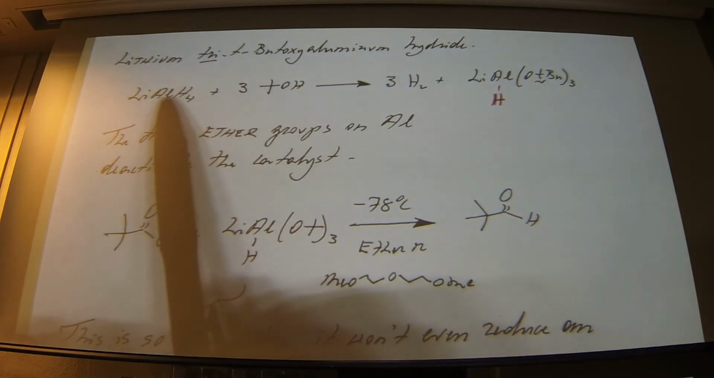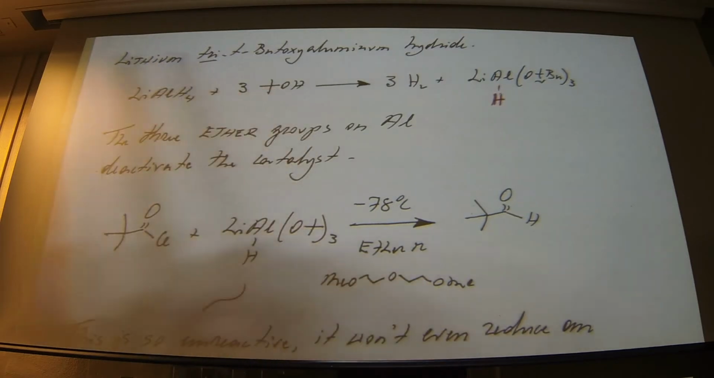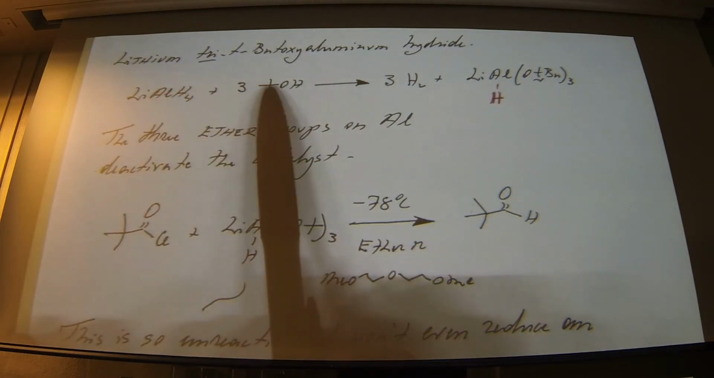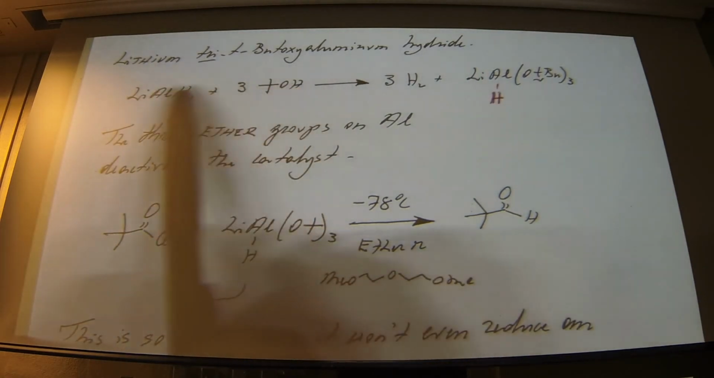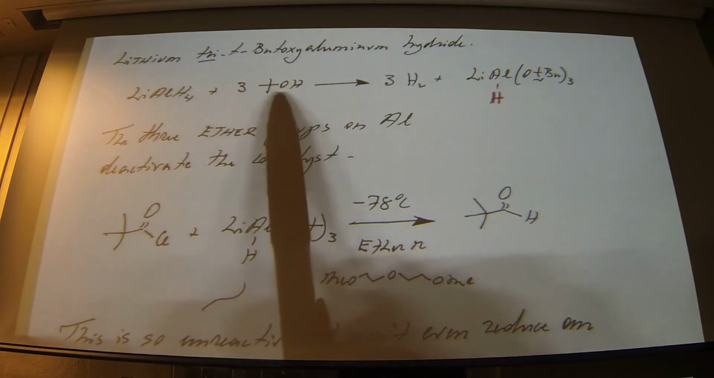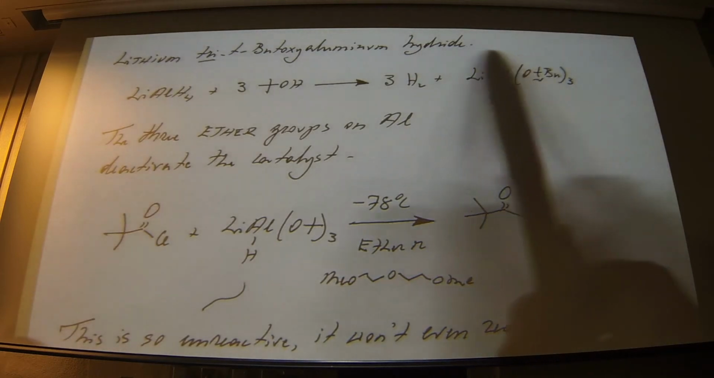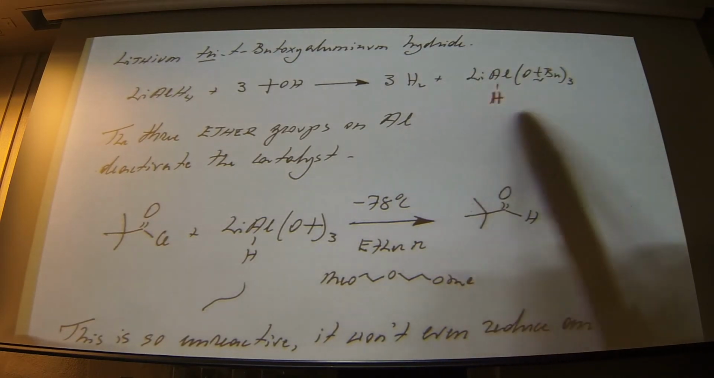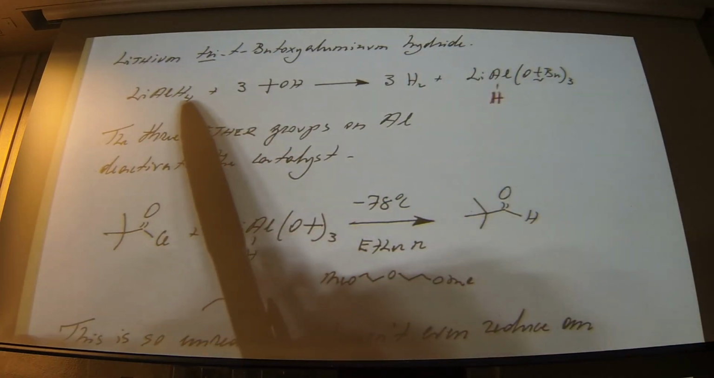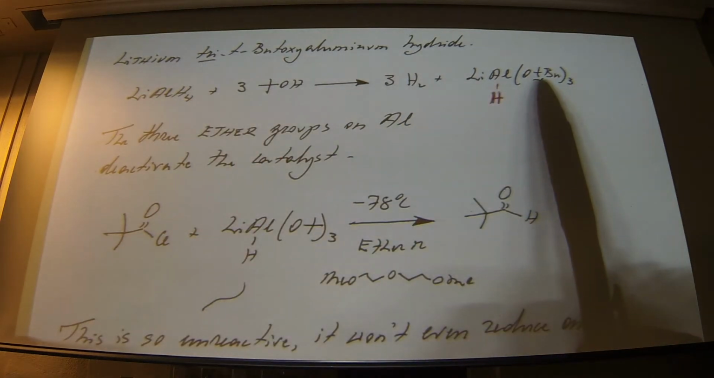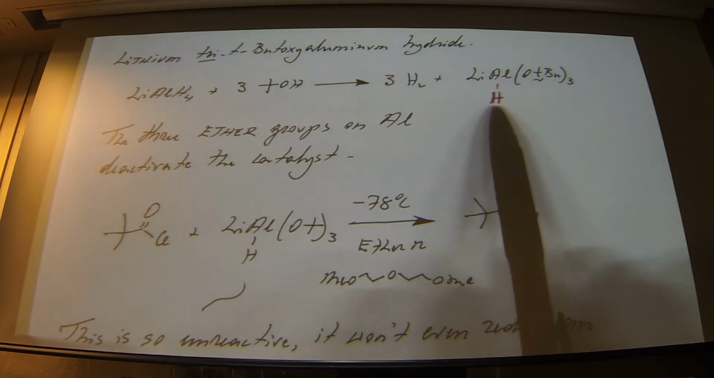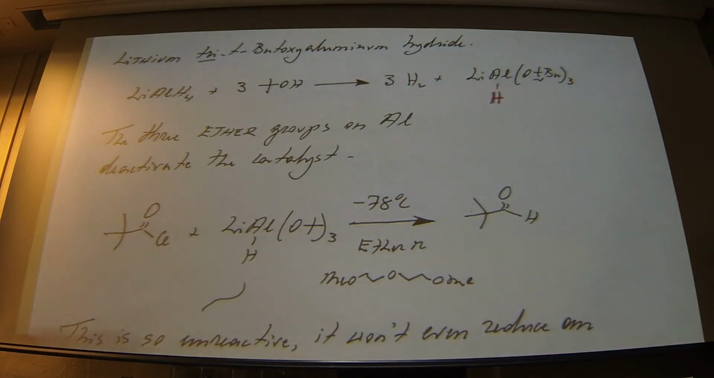And so I can take LAH and t-butanol in the ratio of 1 to 3. This will react as an acid-base reaction, giving you 3 molecules of hydrogen gas that bubbles away. And this new aluminum hydride, where 3 of the 4 hydrogens are now t-butoxy groups, has 1 lone hydrogen still attached to the aluminum.